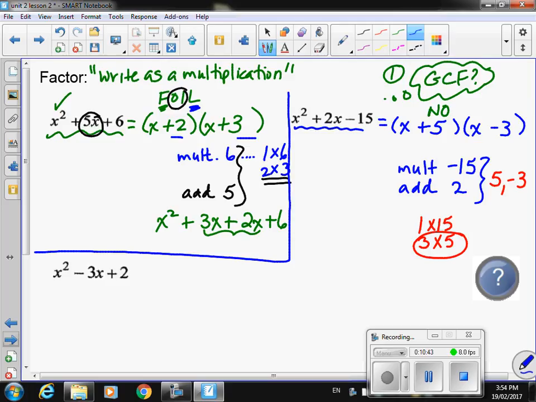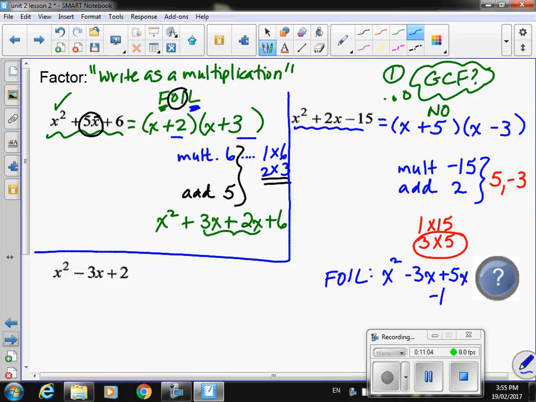You don't have to do a check on paper like I am, but I'm going to do FOIL real quick with my two blue brackets and make sure I get where I started. X times x for first is x squared. Outside would be x times negative 3. Inside would be 5 times x.